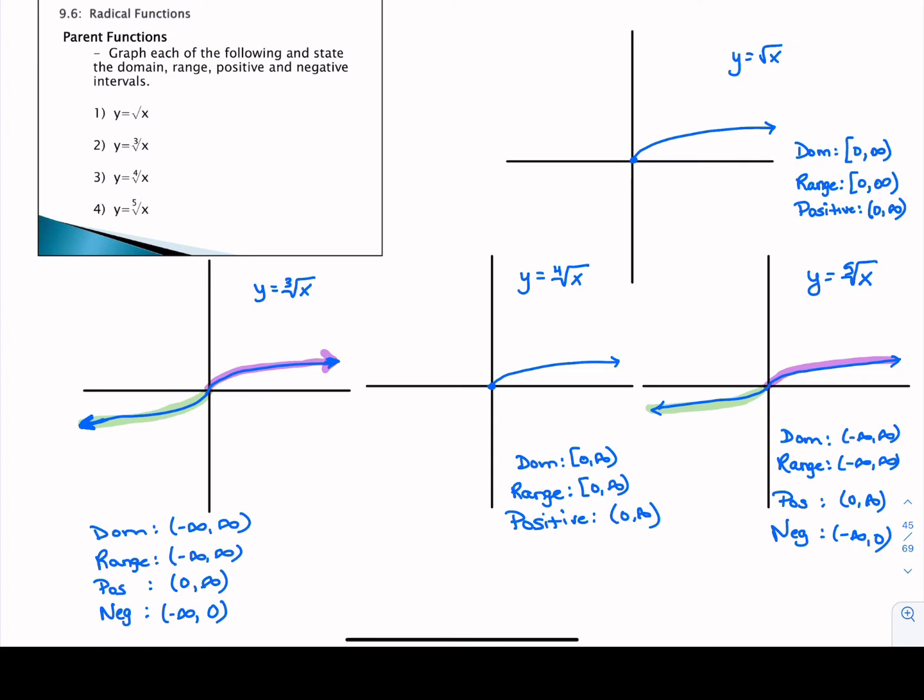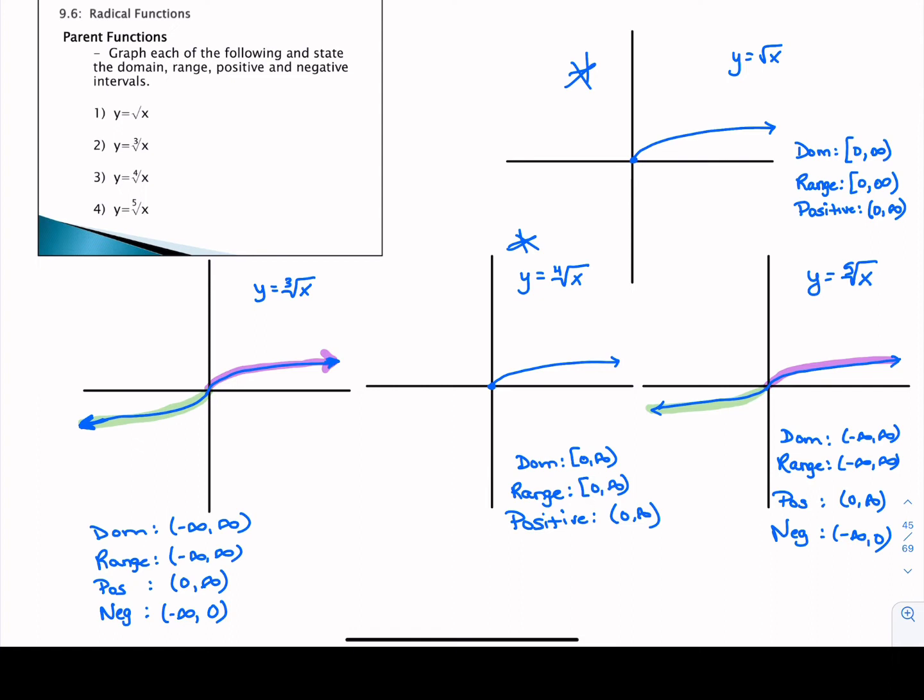So your takeaway from this is that when you have a radical function, if it is an even index, it will behave like root x or the fourth root of x. The difference is that the rate of increase will change. If you have a graph that has an odd root, then you're looking at something like the cubed root of x or the fifth root of x.